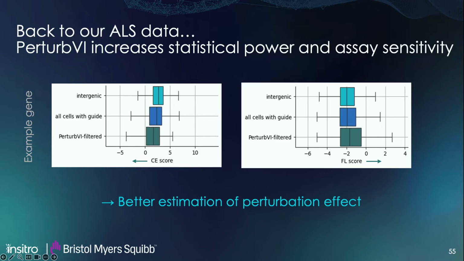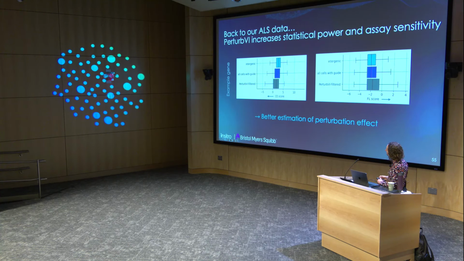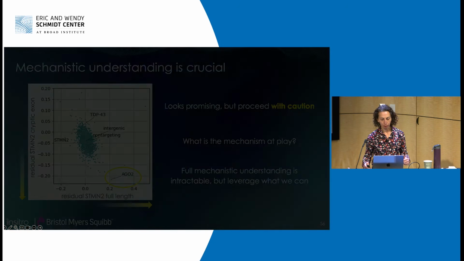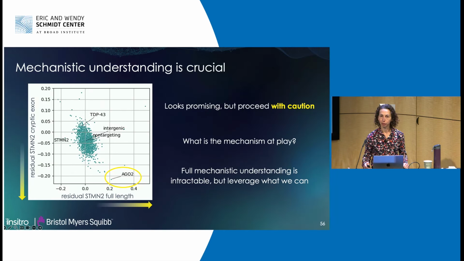And returning to our ALS example, where again, remember we're interested in this cryptic exon score and full length score, what we see is that perturb VI increases statistical power and assay sensitivity, leading to better estimation of these perturbation effects. And this is results just for an example gene, but we go and do this for all of our genes and show the results here. And when we look at these results, we see this really promising target, AGO2.